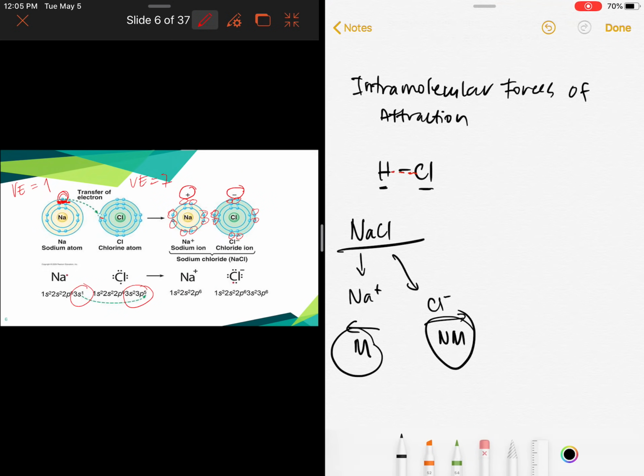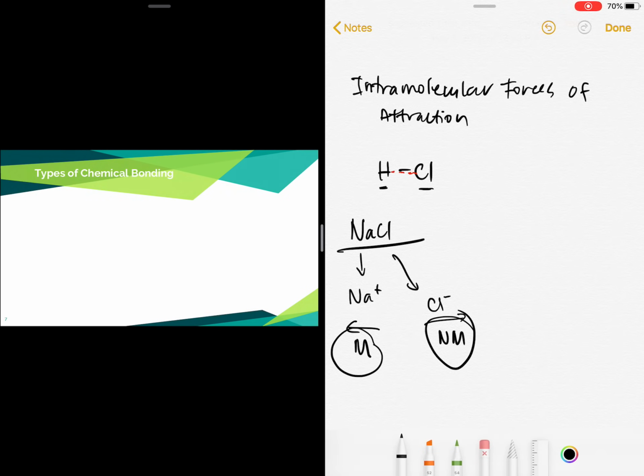Very easy, diba? It's very easy. Anyway, okay, now we go to the second type of intramolecular force or chemical bonding. We have the covalent bond. So a covalent bond is a type of chemical bond formed by the sharing of valence electrons.